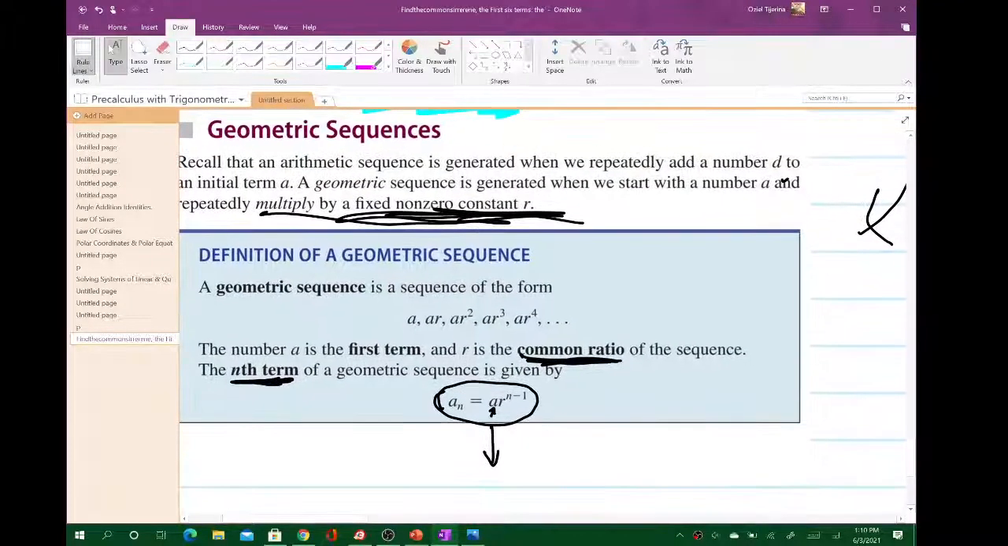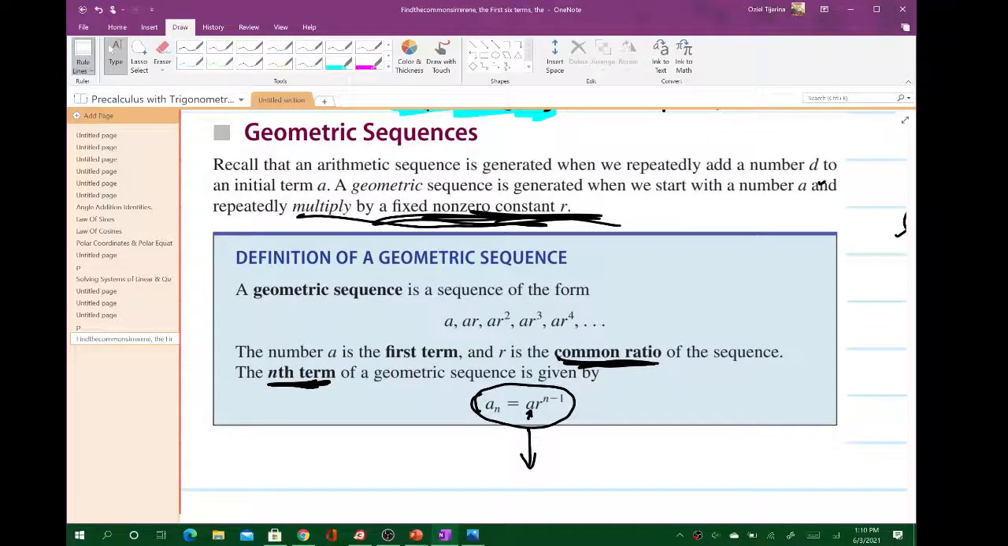But anyways, it says when we repeatedly add a number d to the initial term a, or a sub 1, right? That's why we have a sub 1 here. A geometric sequence is generated when we start with a number a sub 1, the first term, and we repeatedly multiply by a fixed non-zero constant r, okay? What that means is that the constant r is any number r such that r does not equal 0, okay?